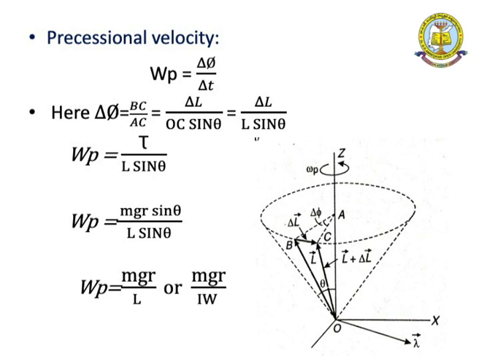Then, simplifying, the precessional velocity omega p is equal to mg r by L. It is inversely proportional to the angular momentum, and the precessional velocity is proportional to the position vector. This is the symmetric top and precessional motion.